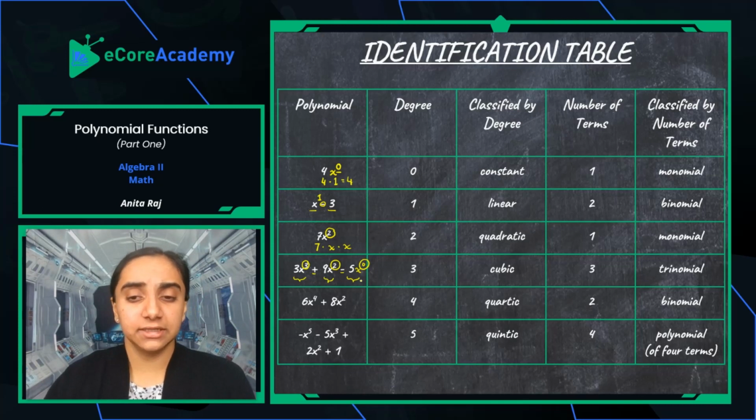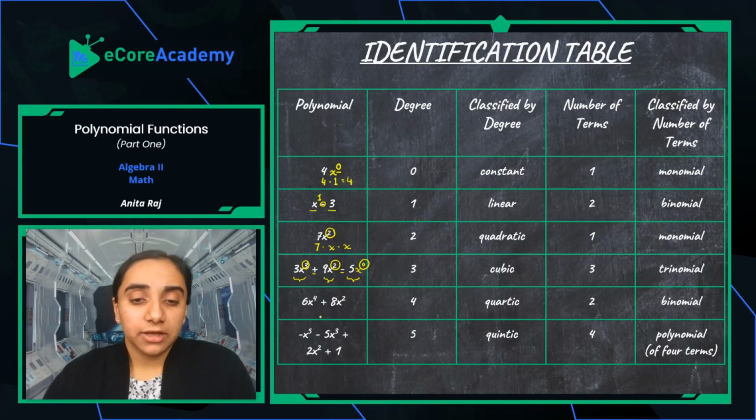It's already organized in descending order, and remember, if we have multiple terms, we find the term with the greatest exponent, and that is the degree of the polynomial. So in this case, the 3x cubed has the greatest exponent, so we're going to call this a third degree, and it's going to be a cubic because 3 is cubic. Then we're going to look at the number of terms. Like we just said, there are 3, so it's going to be a trinomial. Remember, tri means 3.